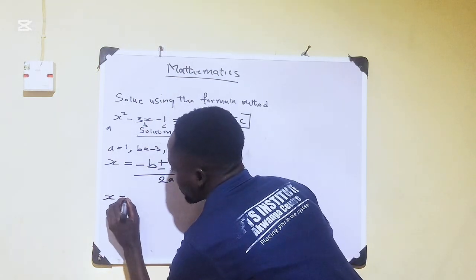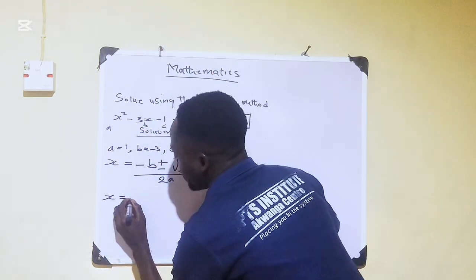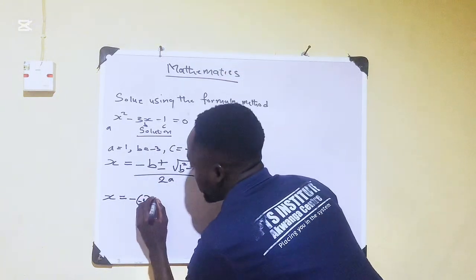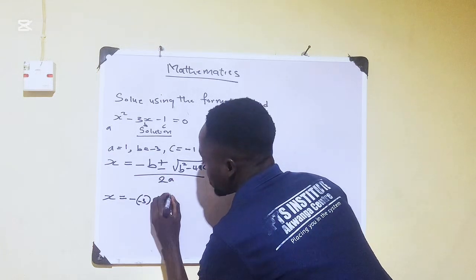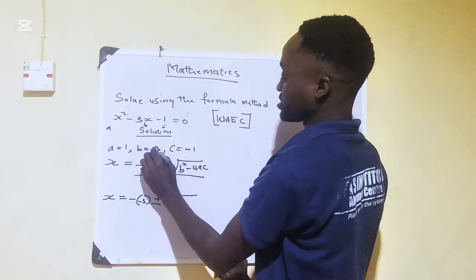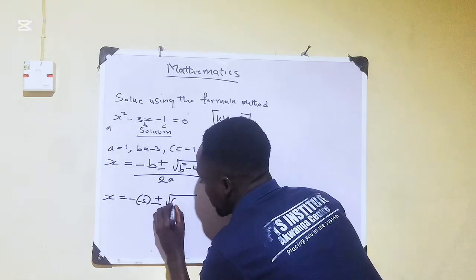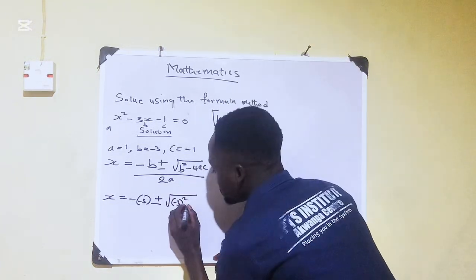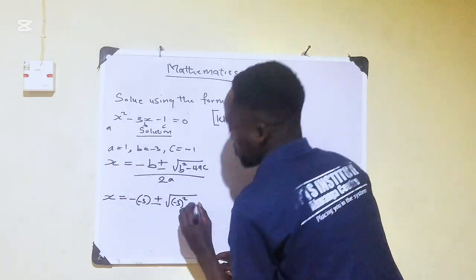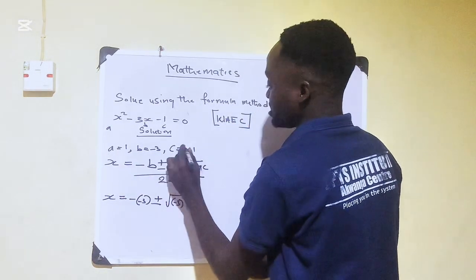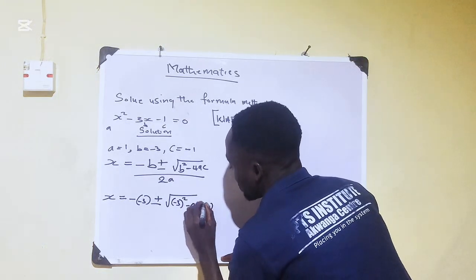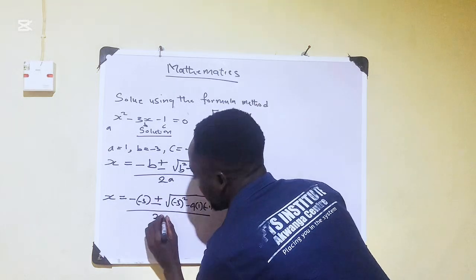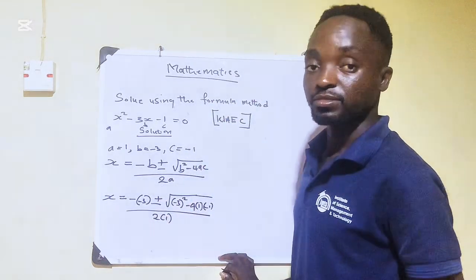So x is equal to minus b, and what is my b? My b is minus 3, so minus minus 3, plus or minus the square root of b squared. My b is minus 3, so I'll write minus 3 in brackets, squared, minus 4 times a, and my a is 1, then times c, my c is minus 1, so I'll still write minus 1. Everything divided by 2a. And what is my a? My a is 1. Are we together?